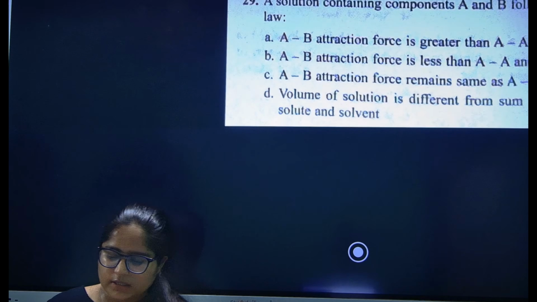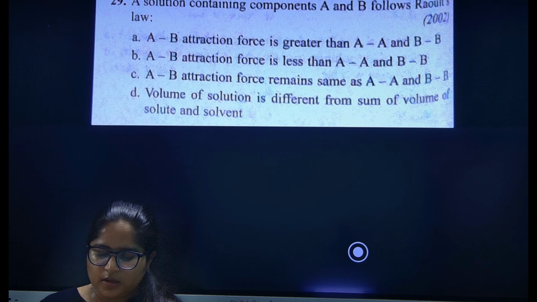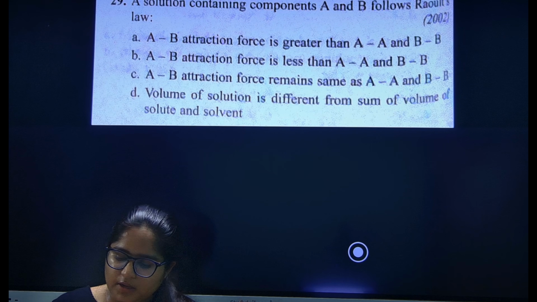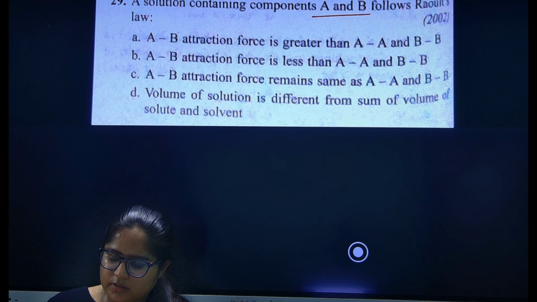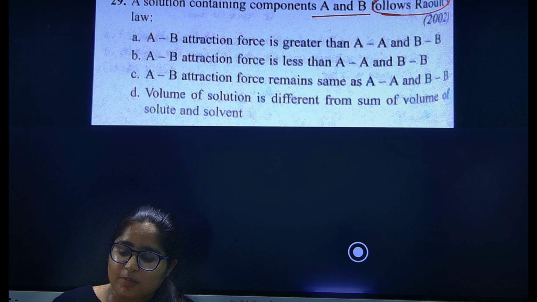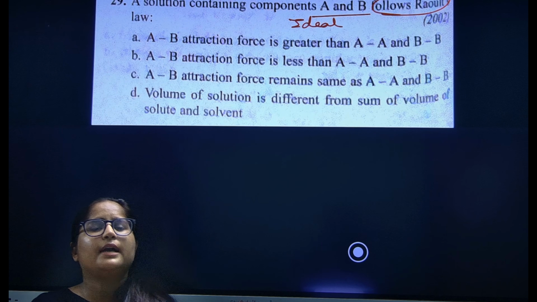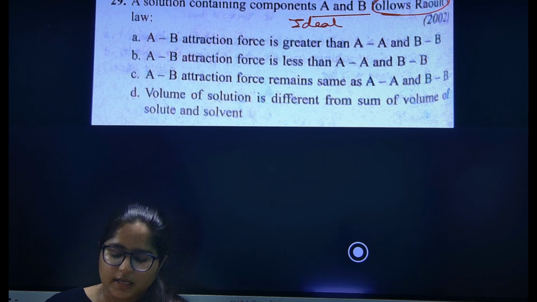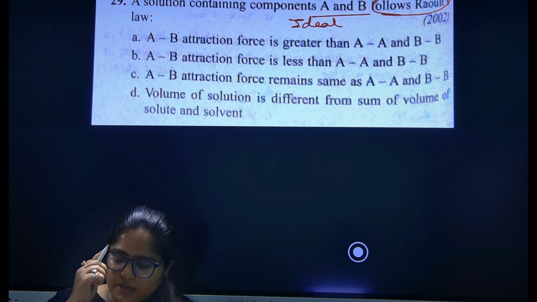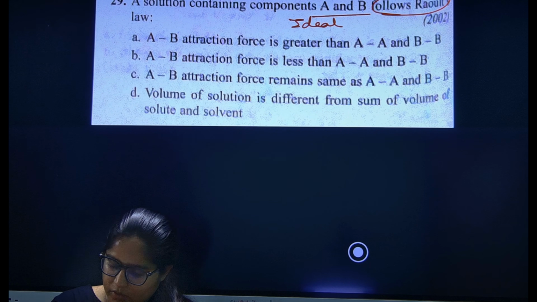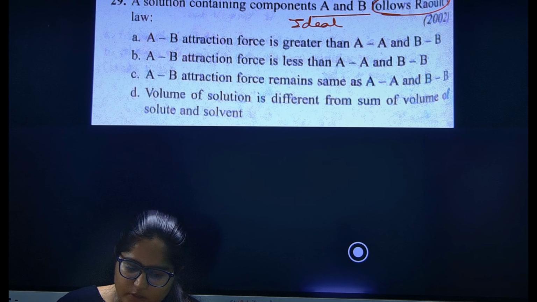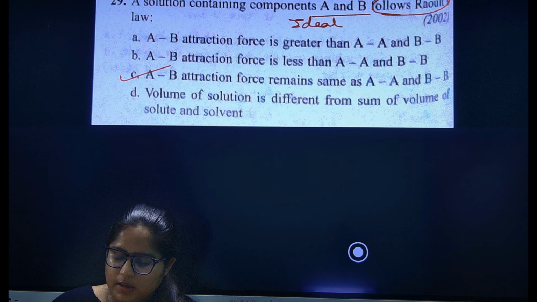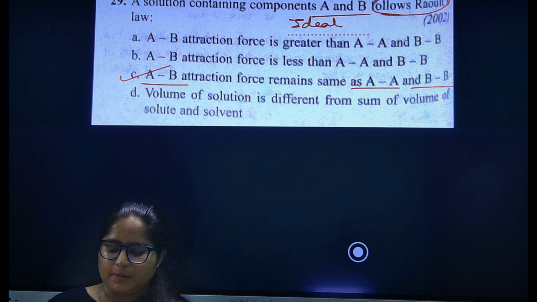Okay. Now let us see question number 29. A solution containing components A and B follows Raoult's law. Follows Raoult's law means they are talking about an ideal solution. In an ideal solution, the force of attraction is the same, interaction is the same. So AB equal to AA equal to BB. Which option? Option number C is the right answer.